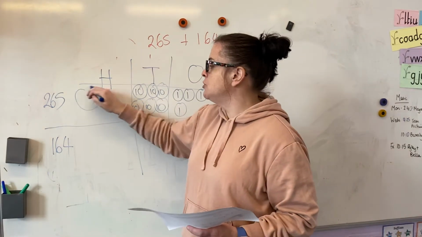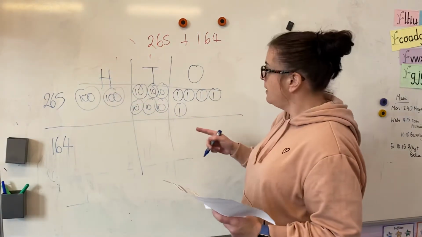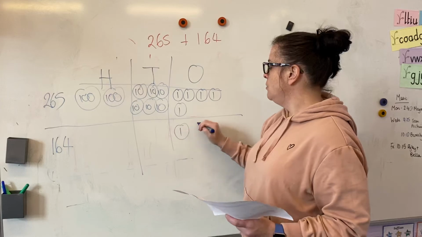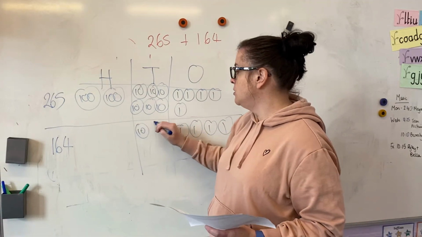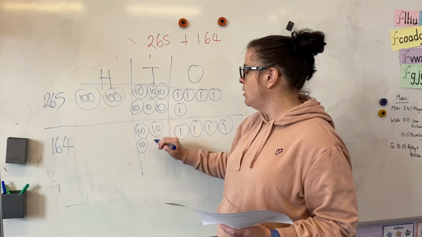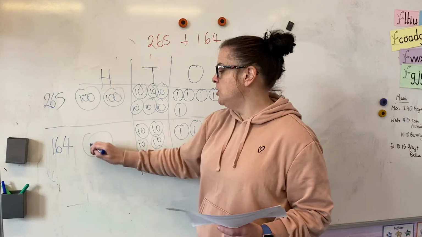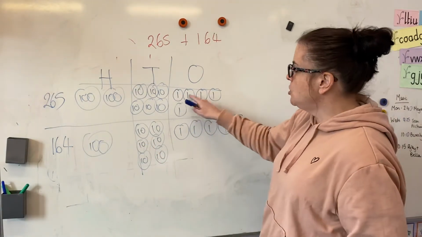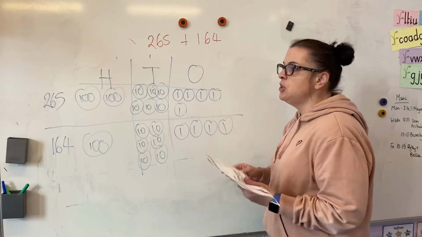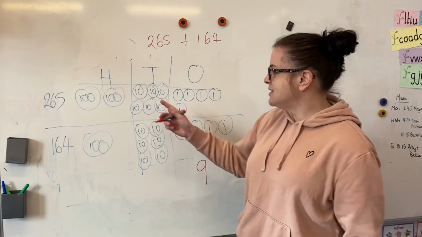And then 200s. And then I've got 4 ones. 1, 2, 3, 4. 6 tens. 1, 2, 3, 4, 5, 6, and 100. And it's time for me to underpin that place value knowledge. So I've got 1, 2, 3, 4, 5, 6, 7, 8, 9 ones. 9 ones, no exchanging needed.